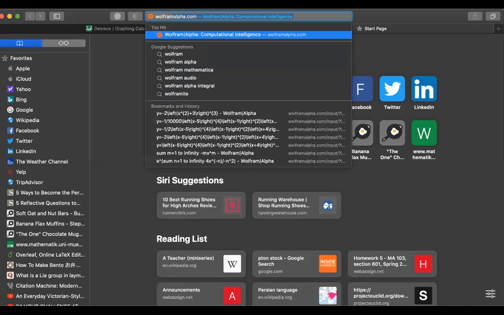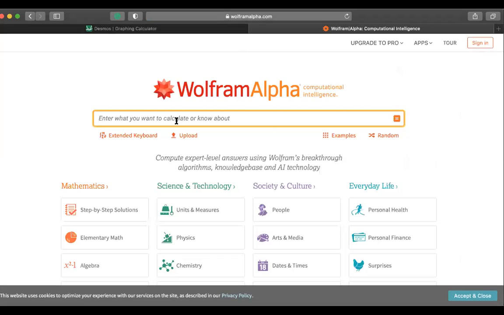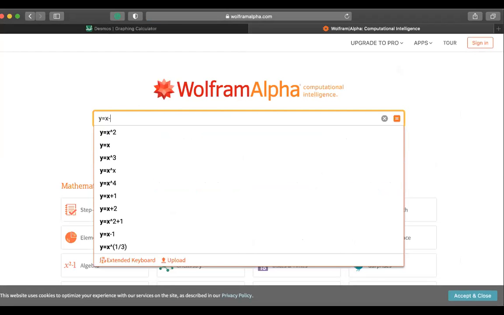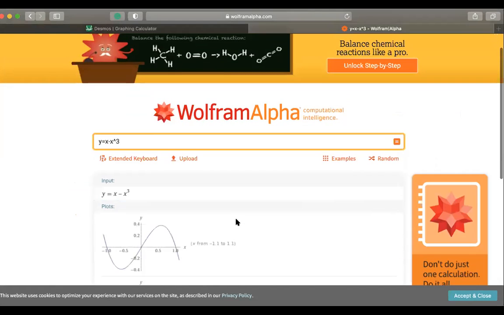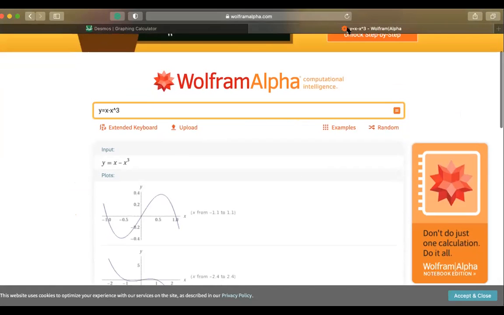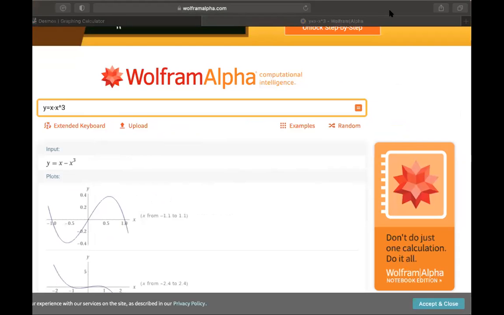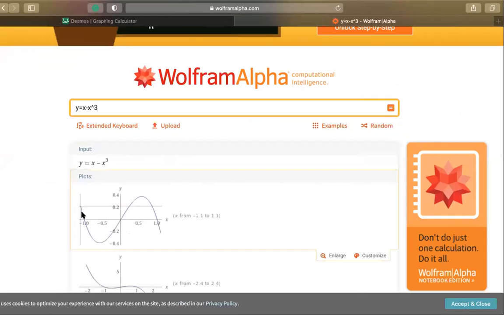Wolfram Alpha. And we're going to graph y is equal to x minus x cubed. And you can see that this looks just like what I drew. You can see that we have to go down and then through 0 and then back up.